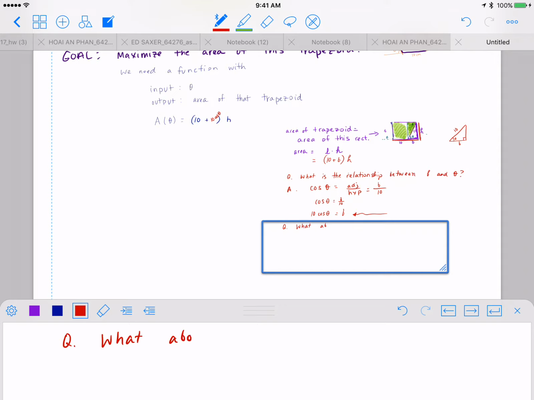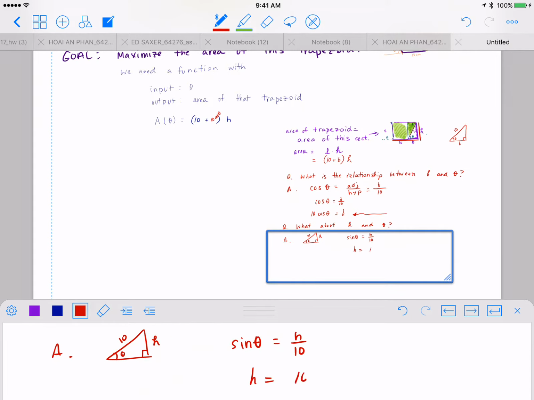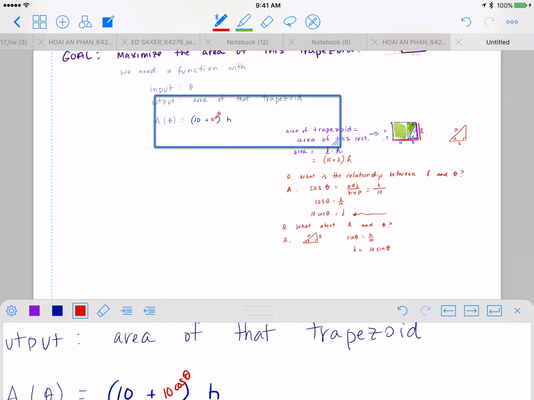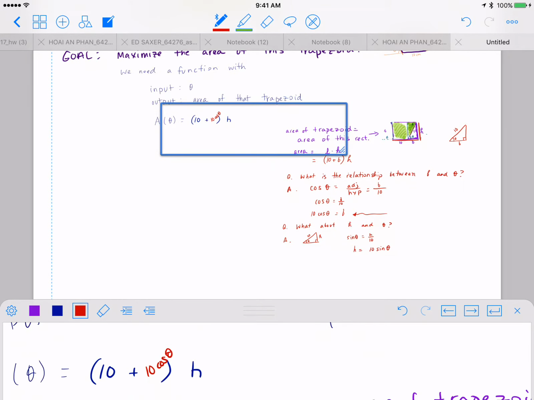So what about h and theta? The answer is going to be very similar. We have, again, our triangle. The angle has a measure of theta. Our hypotenuse is 10, and h is the length of the opposite side of the angle. So sine of theta equals h over 10, which means h is 10 sine theta. So over here, let's replace h with 10 sine theta.